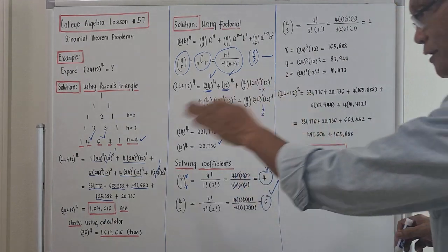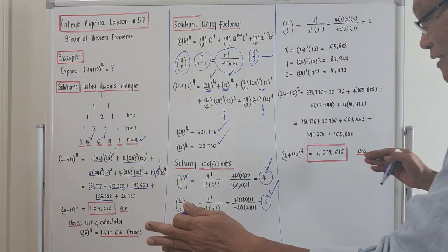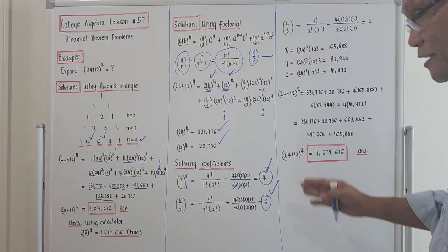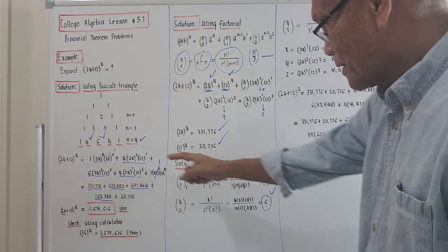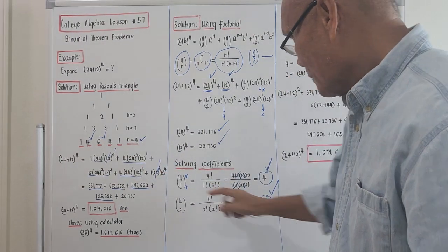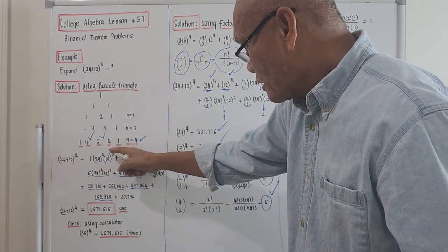So under Pascal's and factorial, it's coming out that the coefficients as per calculation are the same, right? This 4 here refers to this. This 6 here refers to this. Let us see if the next one will be 4.